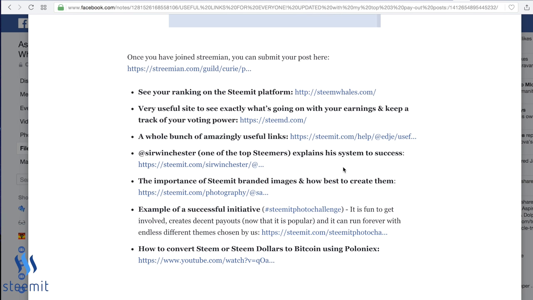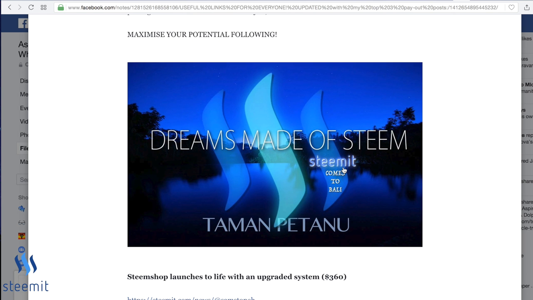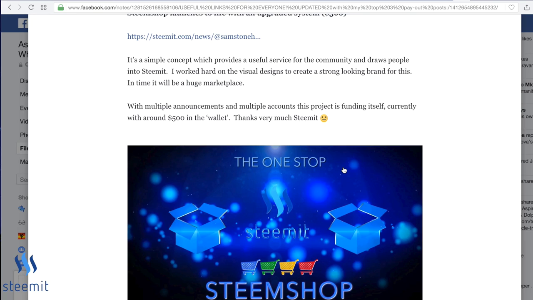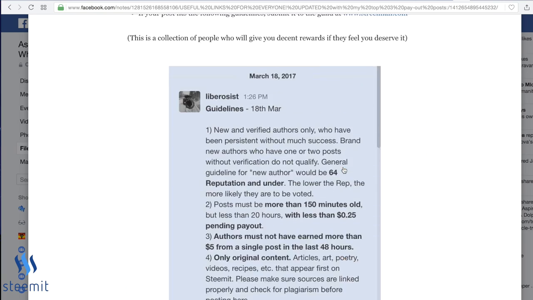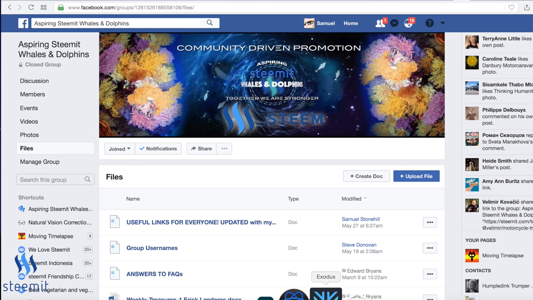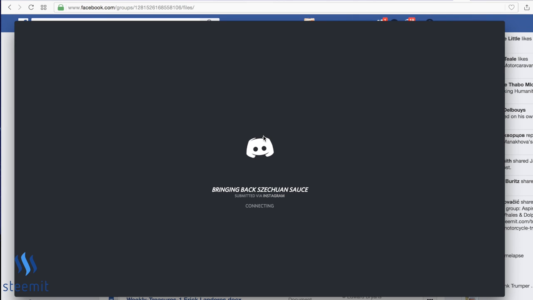Once you've done your article, you've got to post it in various Steemit related places. What do you mean by Steemit related places? Okay, so once you've written your article, for example, there's a program called Discord, which I'm opening now. Why have the group open?